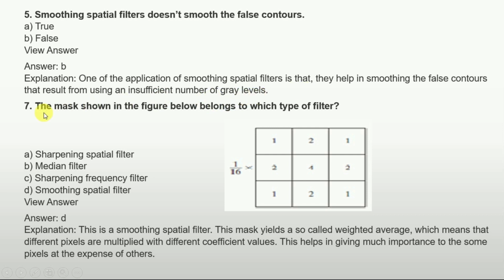And the next question, which is very important: the masks shown in the figure below belong to which type of filter? As we can see in the diagram over here. The options are sharpening spatial filter, median filter, sharpening frequency filter, smoothing spatial filter. So the answer is smoothing spatial filter, because these masks yield a so-called weighted average, which means that the different pixels are multiplied with different coefficient values.